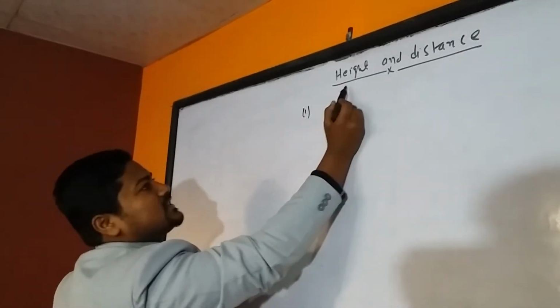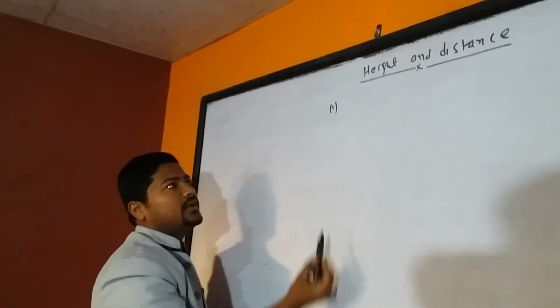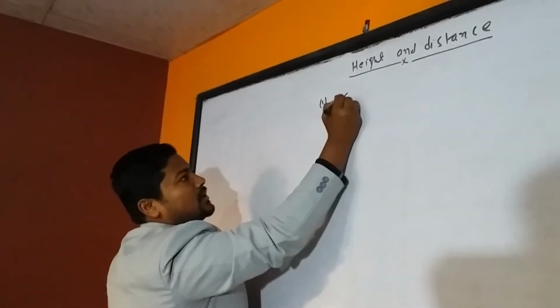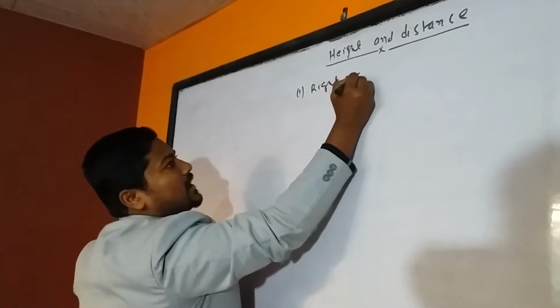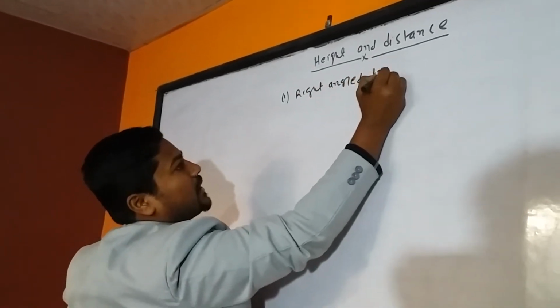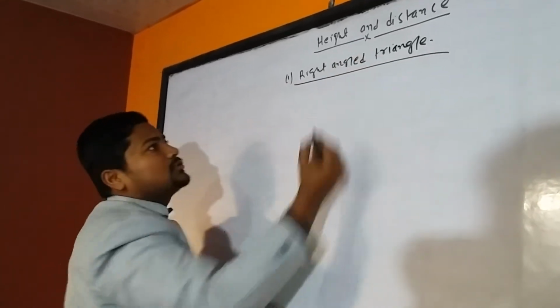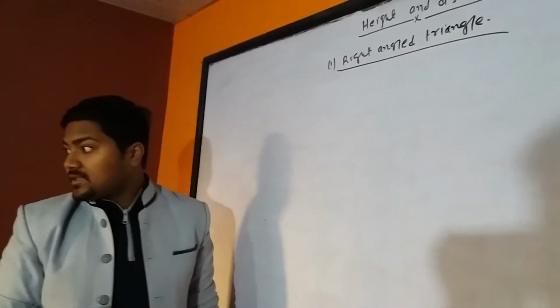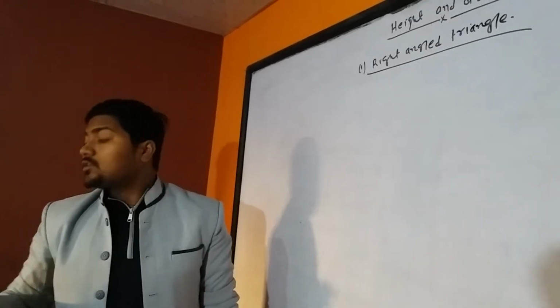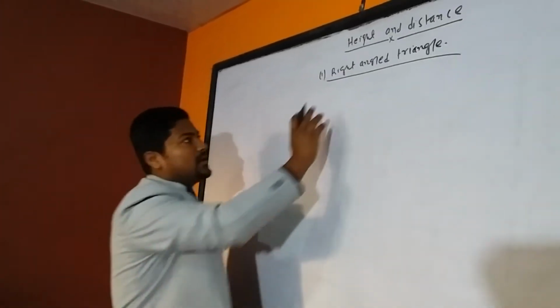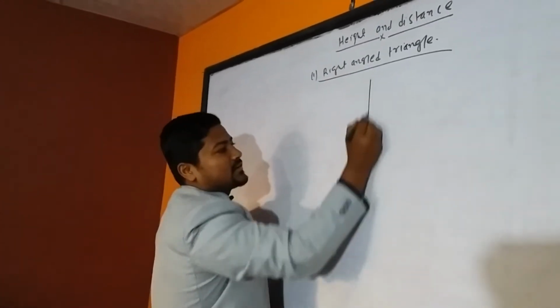Today's topic is height and distance. To understand this topic, first of all, we have to understand the right angle triangle. Without understanding the right angle triangle, this topic is not easy to understand. So first of all, let's understand the right angle triangle.